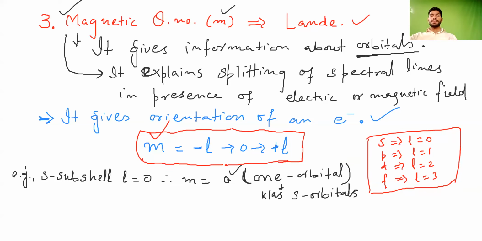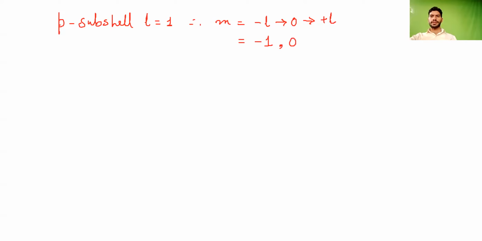Okay, so then let's see the P subshell. In the P subshell, can you tell me how many orbitals will be there? In the P subshell, we know that the L value is 1. So what will be the m value? We know the formula, it's minus L through 0 to plus L, right? Okay, now here minus L value is 1, so minus 1, then through 0, and then plus 1, plus L. So how many values are we having? We are having 3 values. So that means there are 3 orbitals.